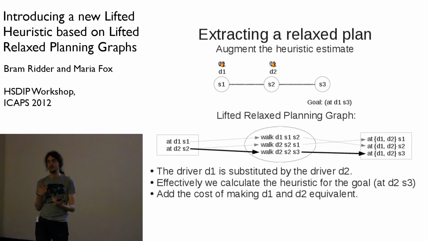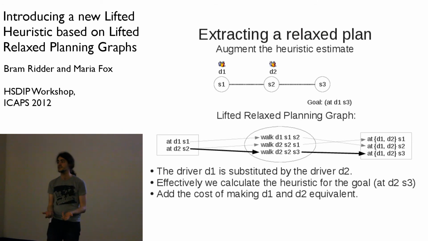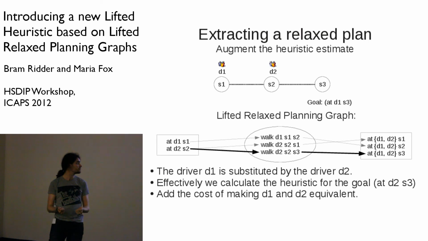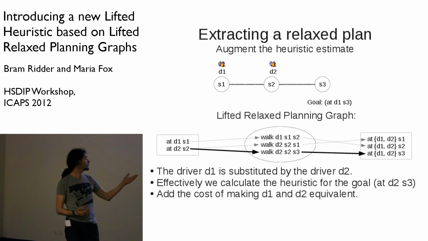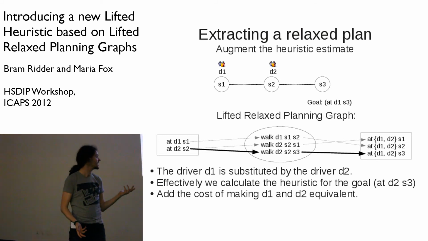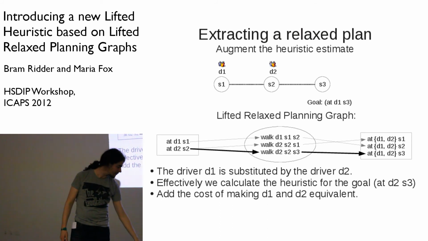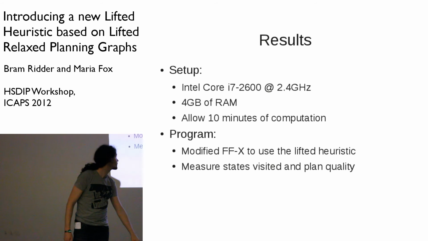We do this by adding an extra cost for substituting driver 1 for driver 2. In this case, we simply take the effect layer at which both objects become equivalent and add this heuristic information to the final heuristic we compute, which in this case will be 1 for the action and an additional 1 for the substitution, which gives us, luckily, the optimal heuristic. But that's not always the case, obviously.